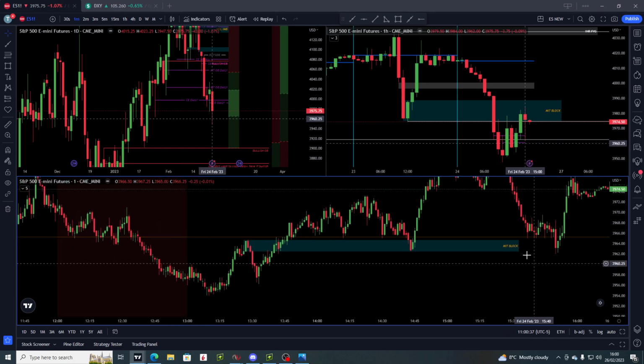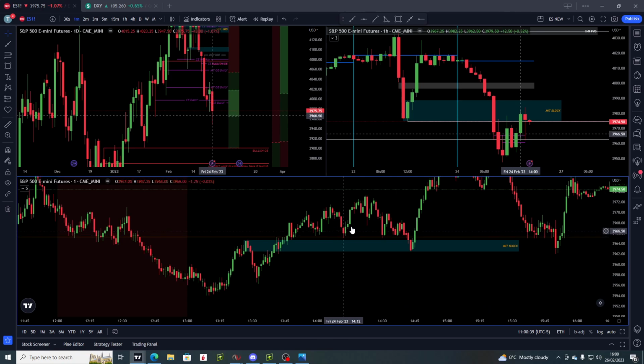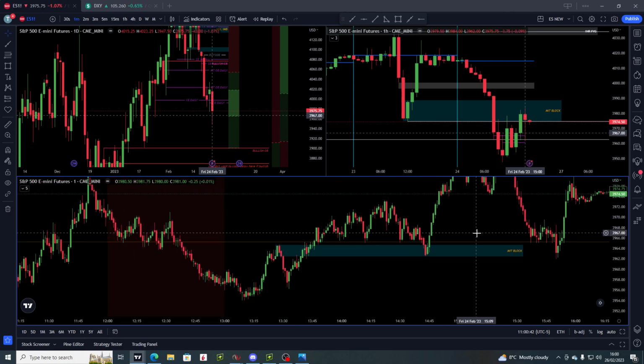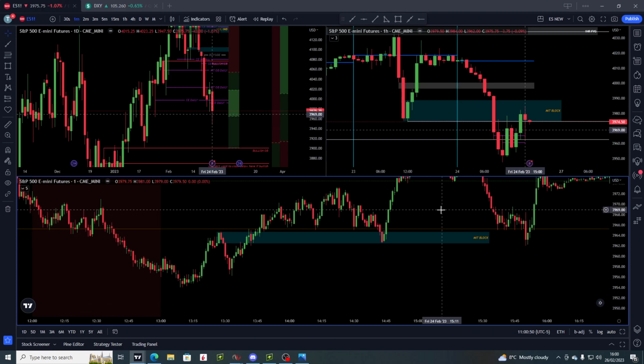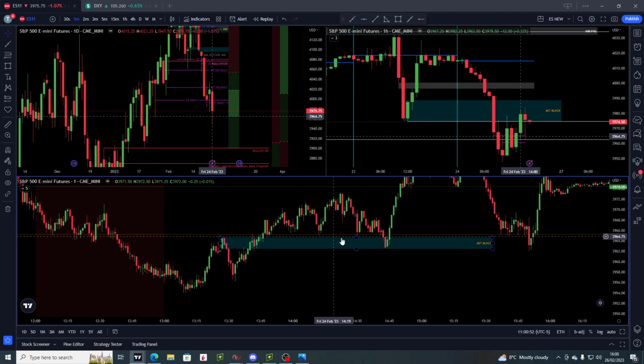So a lot of people get confused between mitigation blocks and breaker blocks, and so if you haven't seen my video on breaker blocks, I will put a card up here in the top right hand corner and you can watch that afterwards. I'll also put a snapshot of it at the end so you guys can view it there.